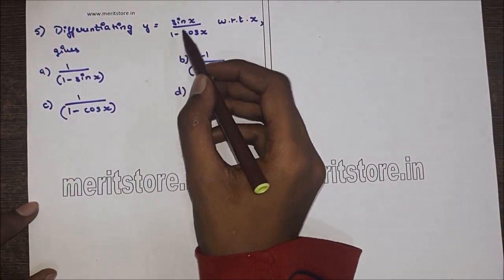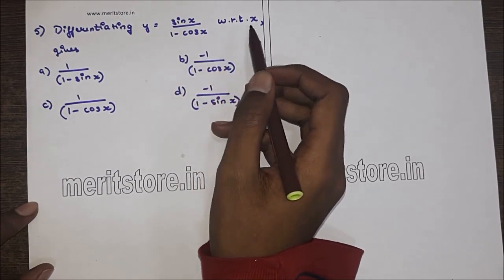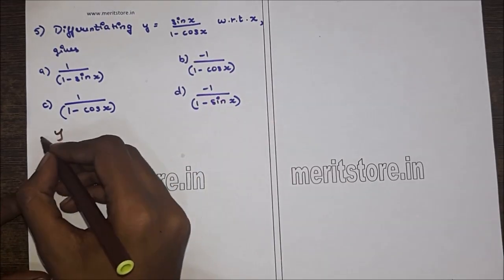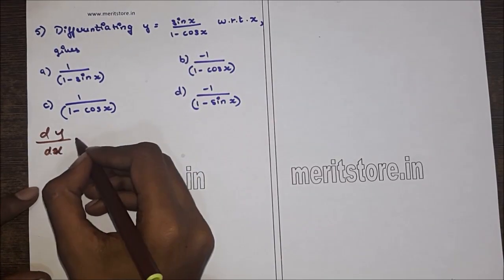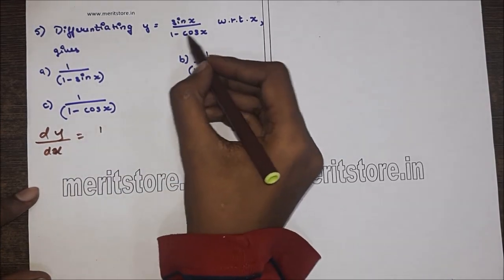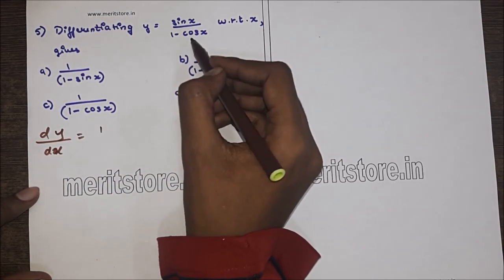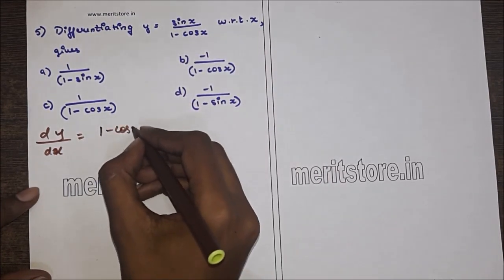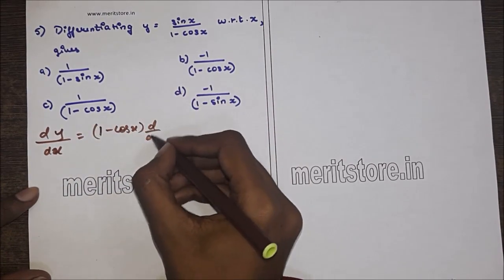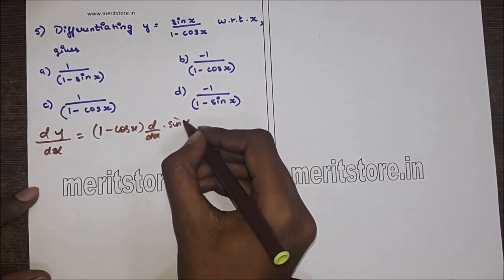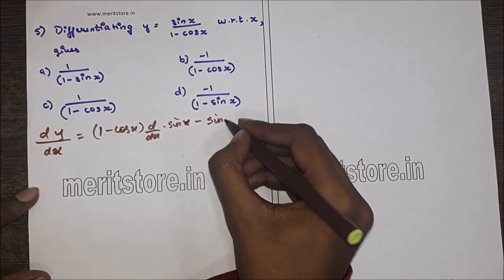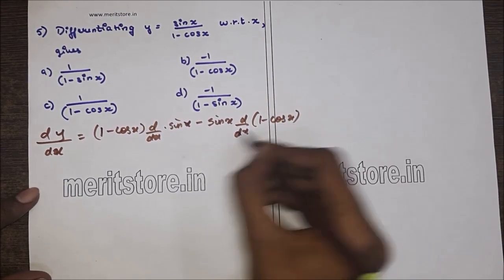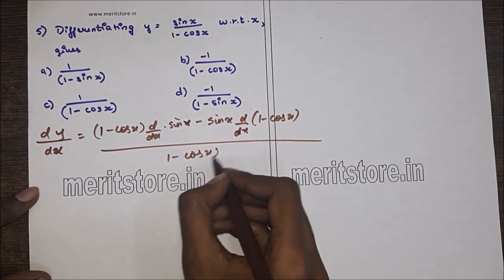We have to differentiate y is equal to sin x upon 1 minus cos x with respect to x. So we use the formula for differentiation of u by v. We get dy by dx is v times the derivative of u, where u is sin x and v is 1 minus cos x. So that is 1 minus cos x into derivative of sin x, minus u into derivative of v, that is sin x into derivative of 1 minus cos x, divided by v square, that is 1 minus cos x the whole square.